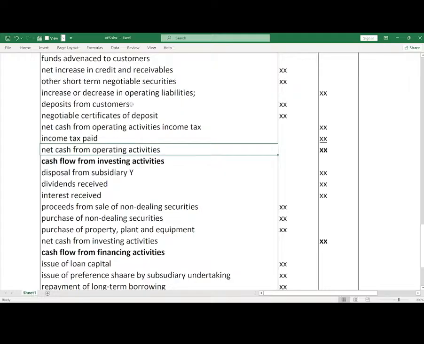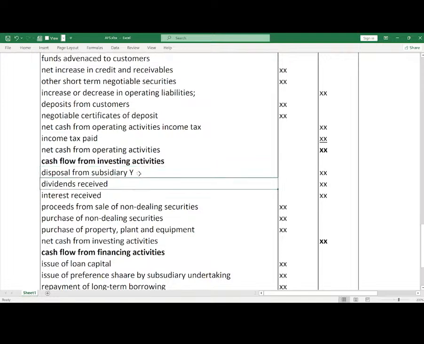Let's continue. Here we are going now to look at the cash flow from investing activities. It can range from disposal of subsidiary, dividend received, interest received, proceeds from sale of non-dealing securities, purchases of non-dealing securities, purchases of property, plant and equipment, so that you get the net cash from investing activity. As you can see, the cash flow from investing activity is no different from that of non-financial institutions.